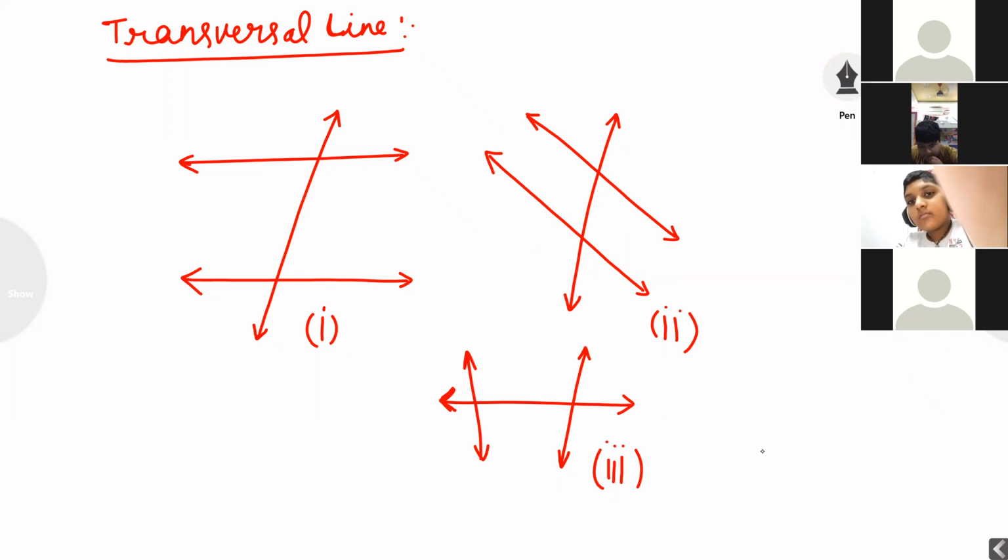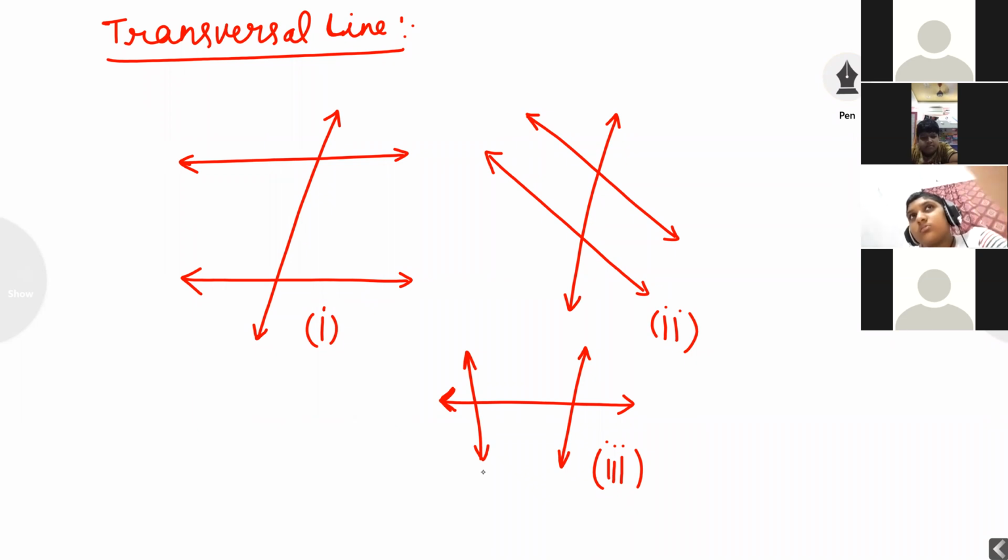But what are the examples of transversal line where we are using transversal line concept? There are two roads, one road is crossing, that is called transversal line, or two railway tracks are there, one track is crossing, that is called transversal line. Then what is the actual concept of transversal line? The line which intersects two or more distinct lines in a plane at different points is called transversal line.